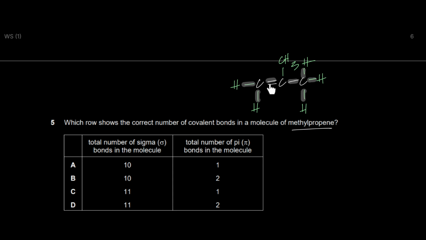Why did I not count this one? This is a pi bond. In a double bond, the first is sigma, the second is pi. In a triple bond, the first is sigma, the second two are pi. Because after a sigma bond forms, everything is locked. So we know that.